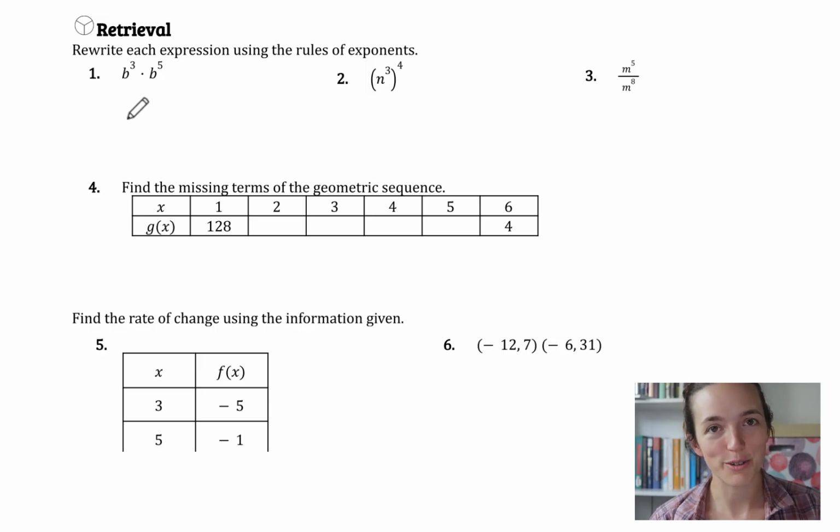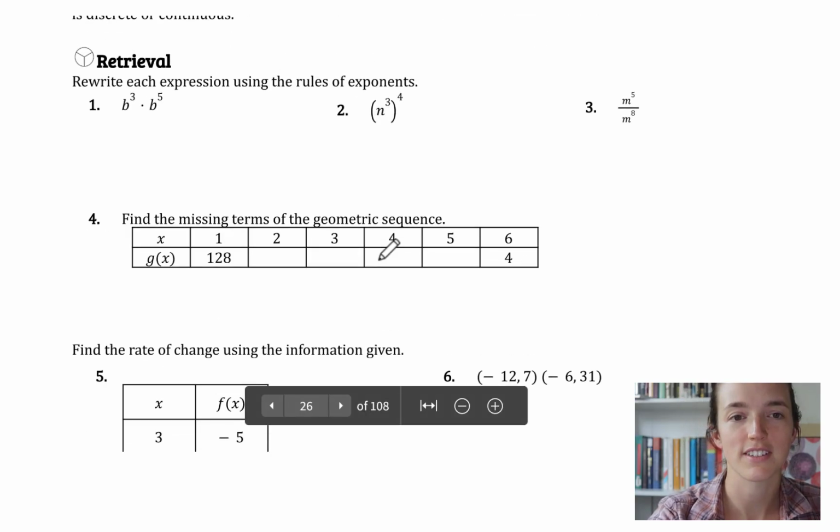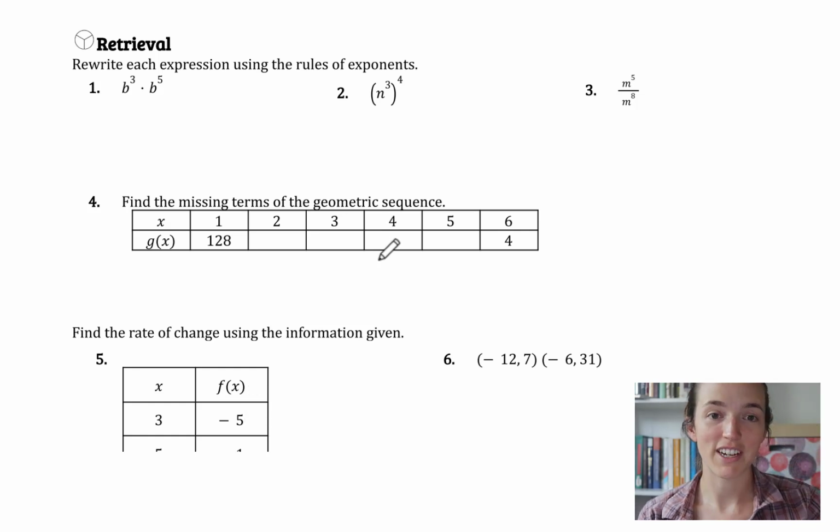Okay, this is Unit 2, Lesson 3 retrieval in our packet. That is page 26. First thing we have to do is rewrite each expression using the rules of exponents. If you already remember the rules of exponents, you can speed through this, but if you don't, here's how you can remember.